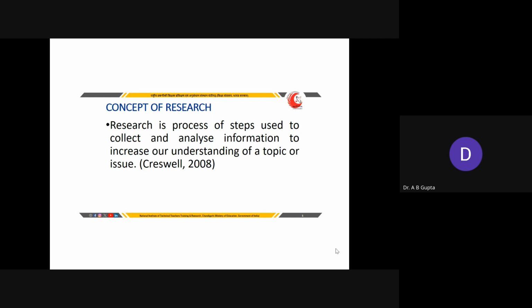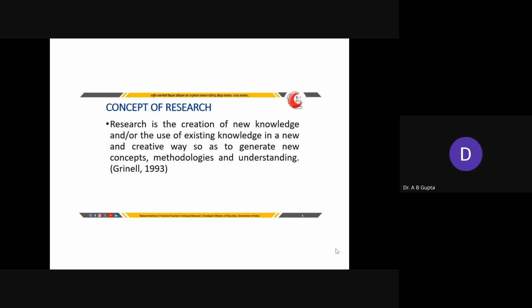So according to Creswell, research is a process used to collect and analyze information to increase our understanding of a topic. You want more knowledge, more insight into a particular topic, a better understanding of an issue, and due to that you collect and analyze information in a series of steps. That is research. So the focus here is on collecting and analyzing the information.